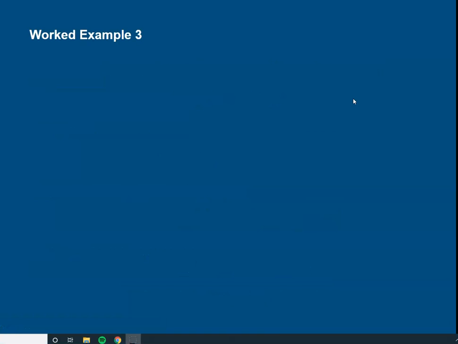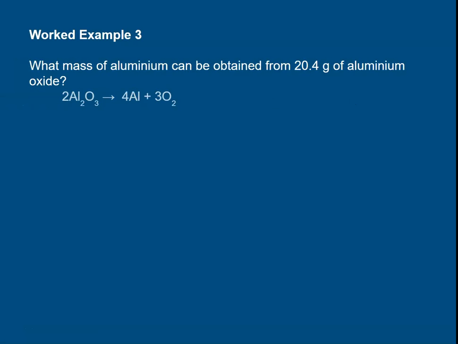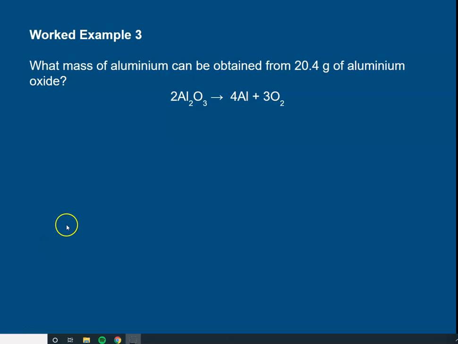Okay, here is worked example number 3. And again, there's the question, and there is the balanced chemical equation given to you. What I want you to do is try to go through the 3 steps without any help now. So pause the video please, and then try and go through each of the 3 steps. So how did you get on?